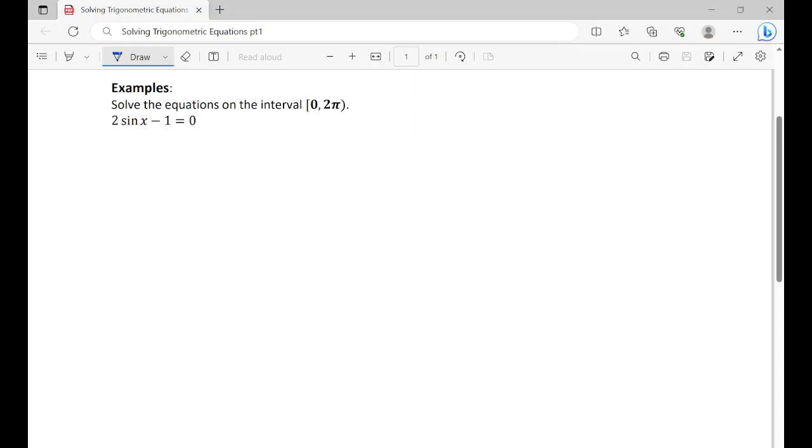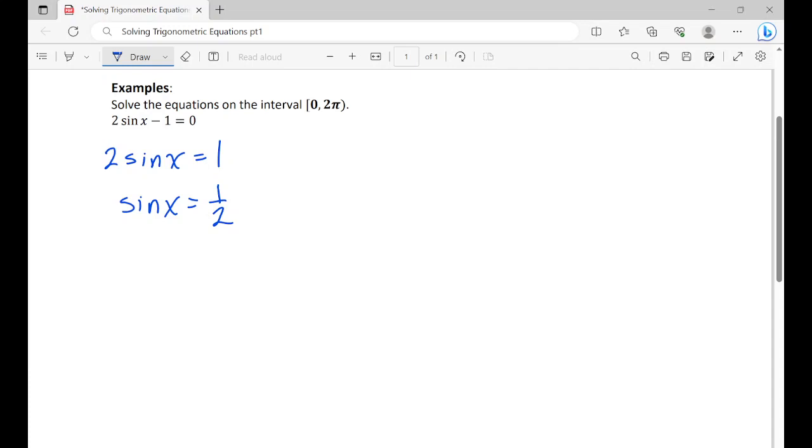In any case, we're going to solve 2 sine x minus 1 equals 0 on the interval 0 to 2 pi. So what we want to do is get sine by itself. So I'm going to add 1 over, and then divide by 2. And I'm going to get a half.